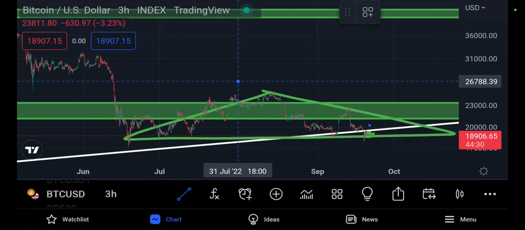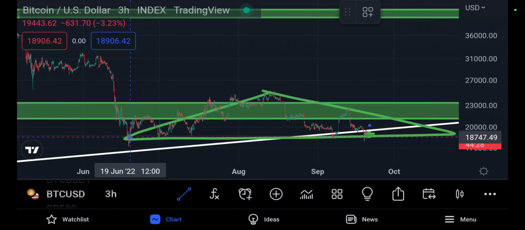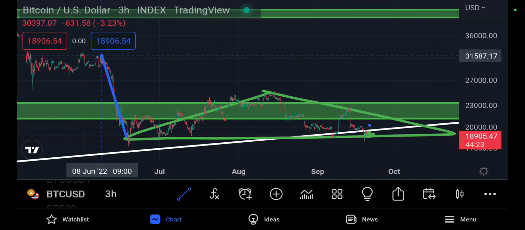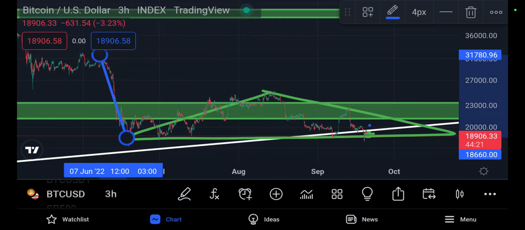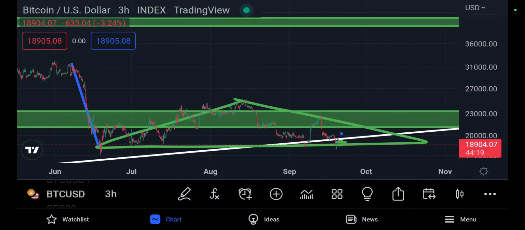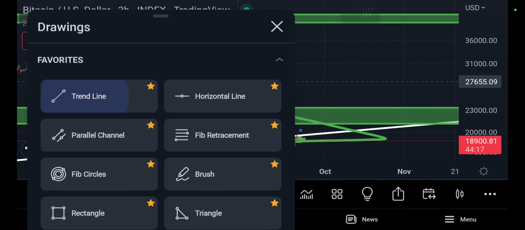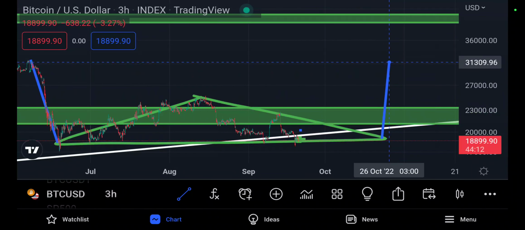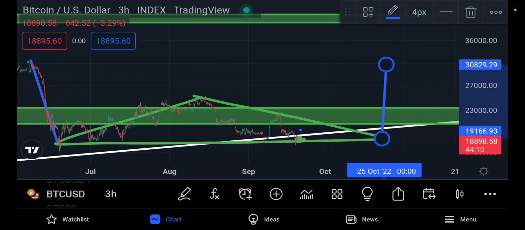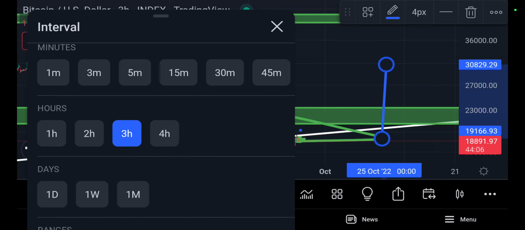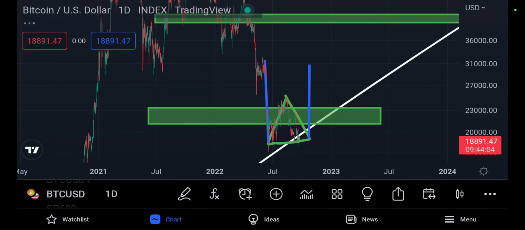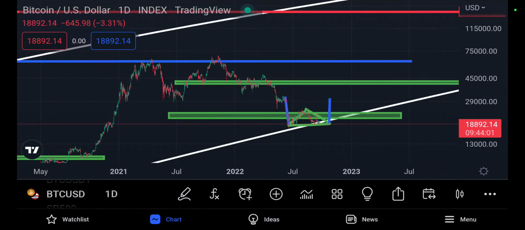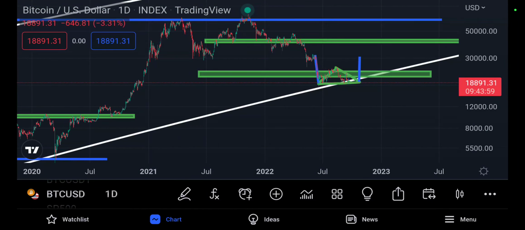Interesting. So I'm looking at a triangle pattern. This was forming the same way back when we were at $3,000. Can I clone this? I'm just gonna make another one. Whenever we break out of this triangle, we should increase to around $30,000. This feels exactly like 3,000.